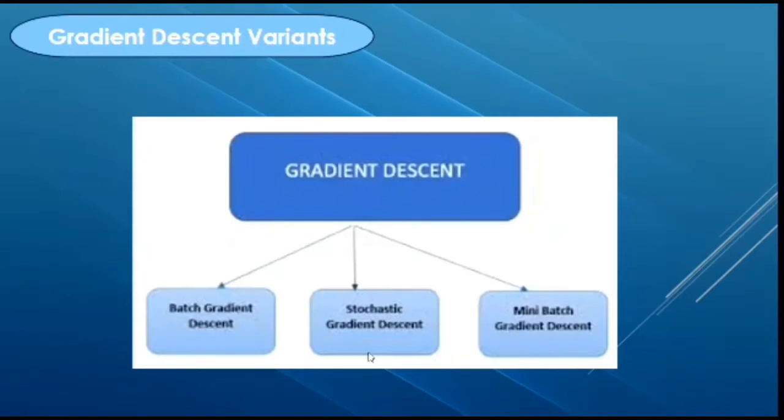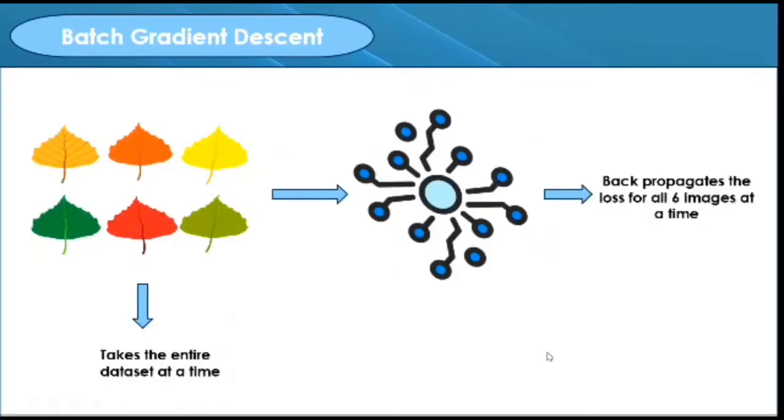So gradient descent comes in lots of variants. One variant is the batch gradient descent, the other one is stochastic gradient descent, and the last variant is the mini batch gradient descent. Now let's start with the batch gradient descent, and let's understand this with the help of this example. Our dataset consists of these 6 images of different colored leaves. In the batch gradient descent algorithm, it takes all the images of the dataset at one go and then calculates the loss for all these 6 images at a single time.